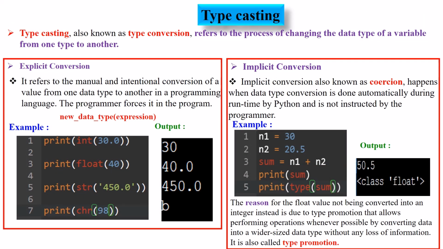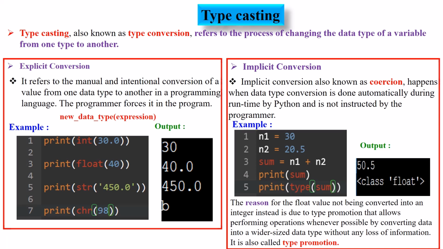Typecasting, also known as type conversion, refers to the process of changing the data type of a variable from one type to another. Such data type conversion can happen in two ways: explicit and implicit conversion. Explicit conversion refers to the manual and intentional conversion of a value from one data type to another in a programming language. The programmer forces it in the program.